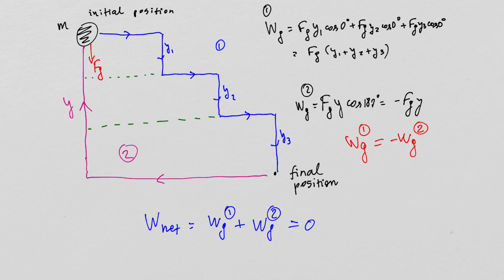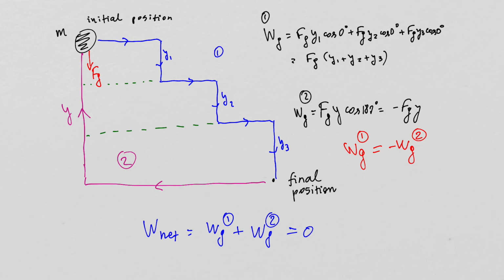So instead of redrawing everything, I'm just going to use a different color to illustrate path 2 for that second statement. Let's go with bright green. So the particle is going to go along path 3, like so, from the initial position to the final position.